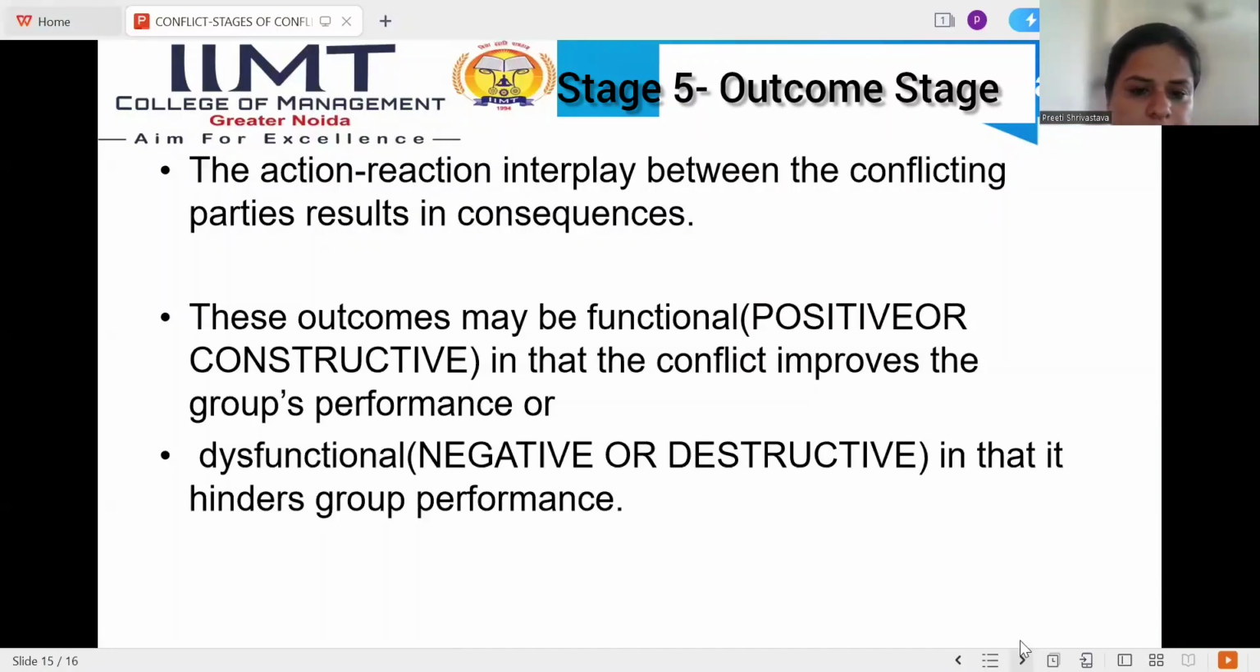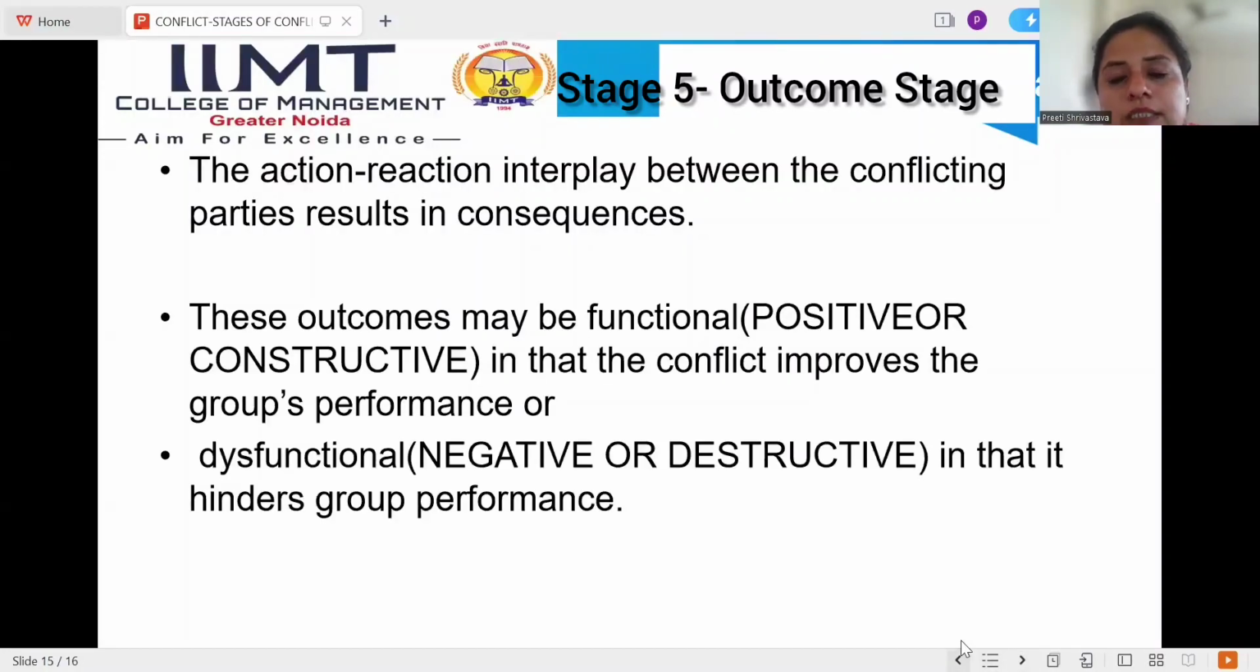And the second can be the negative conflict or destructive conflict. In this conflict, the performance of the group is hindered. So here they are not showing good results because of conflict.